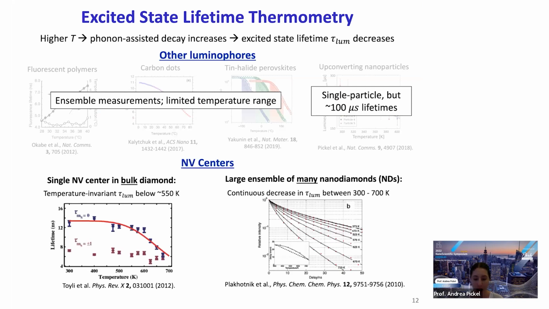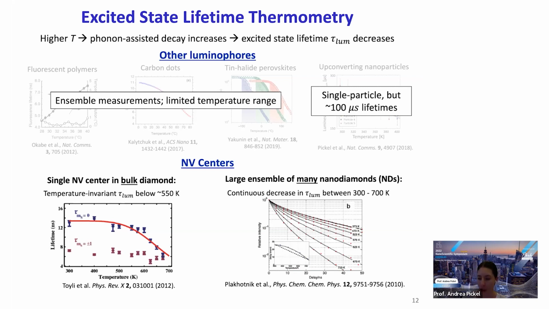NV centers, on the other hand, are known to have room temperature lifetimes on the order of tens of nanoseconds. So they're promising in terms of temporal resolution, but there's been very limited work looking at how these lifetimes vary with temperature. And so one study that you see on the left looked at a single NV center in bulk diamond and found that the lifetime was independent of temperature below about 550 Kelvin and then decreased at higher temperatures.